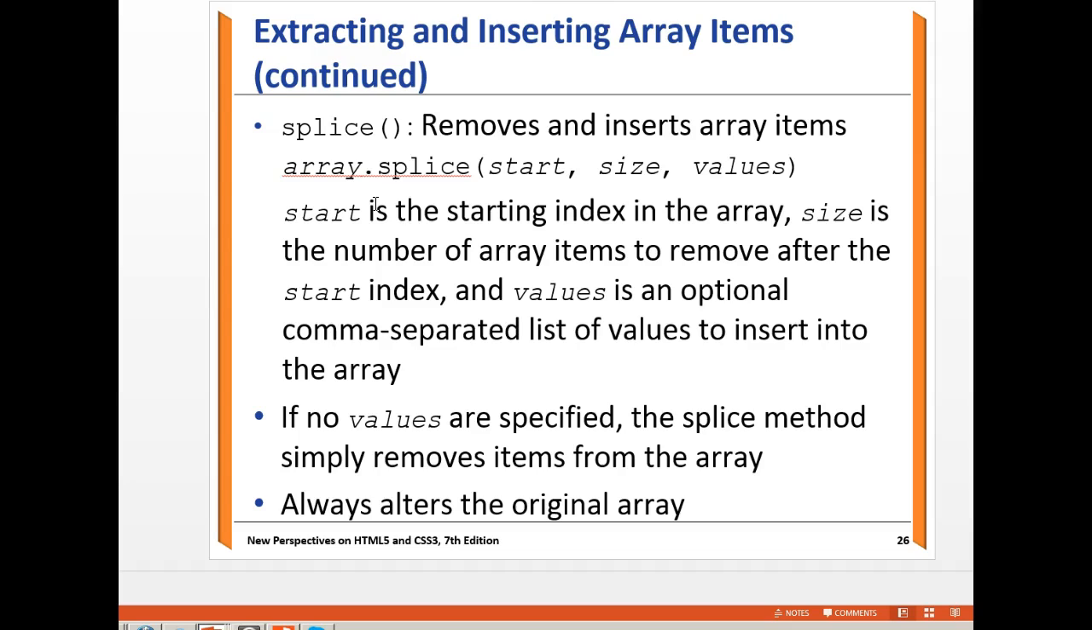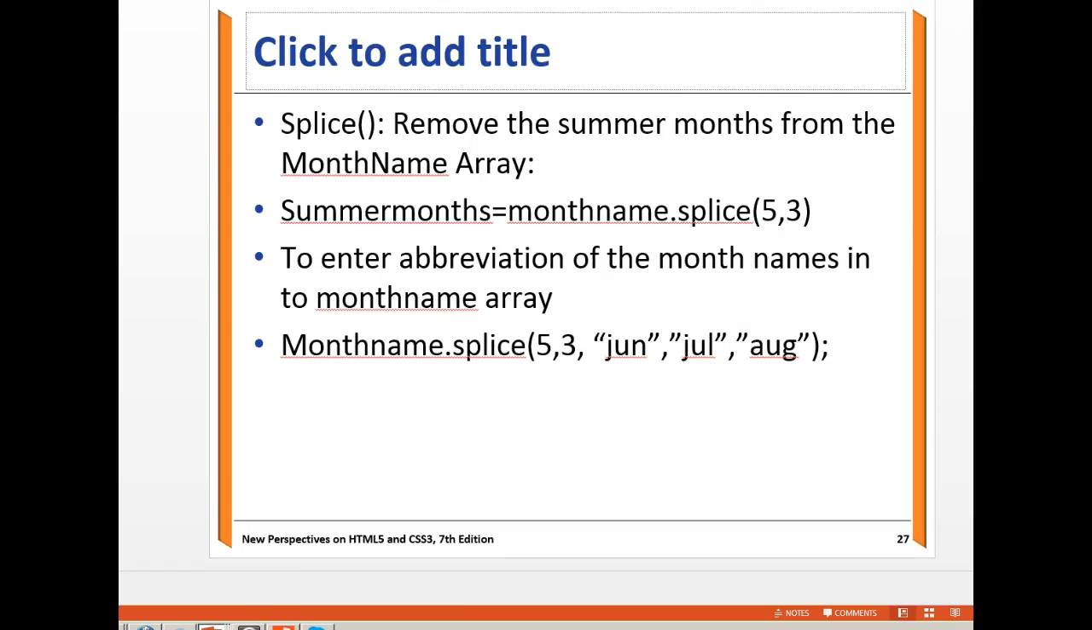So if we look at the example here, we use the splice method to remove the summer months from the month name array. And if we want to insert the abbreviations of the month names into the month name array, we can also use monthName.splice(5, 3), the index basically starting from the 5th index number, and then we have the 3 values June, July, August, which we have abbreviated in there.